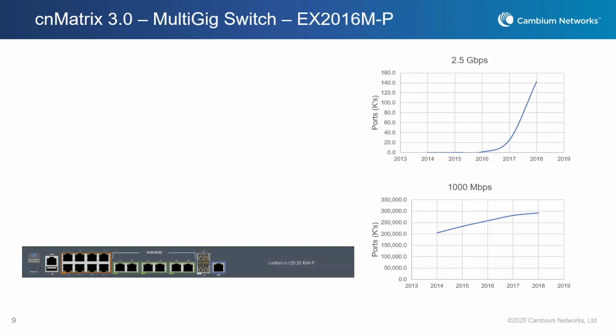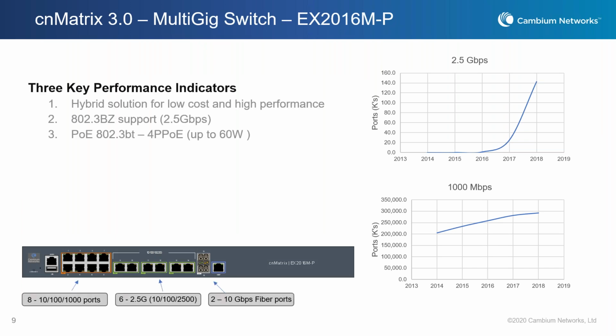Our 4th SKU is an exciting one. This is our multi-gig switch, and there are three main items with this switch. We decided to come out with a hybrid solution. It gives you the high performance of these 802.3BZ capable ports, but it also keeps it at a low cost.